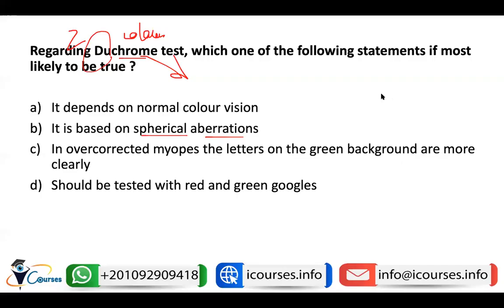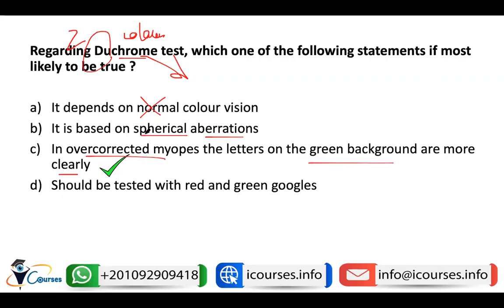Exactly. It is based on the chromatic aberration. It doesn't depend on normal color vision, as we mentioned that color blindness doesn't invalidate the test. The test depends not on the ability to appreciate colors, but on the ability to detect if the color is brighter or not, and this is due to its relative position to the retina. In the overcorrected myope, the letters on the green background are seen clearly. This is the true answer.